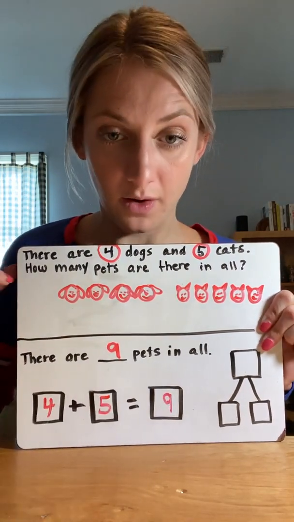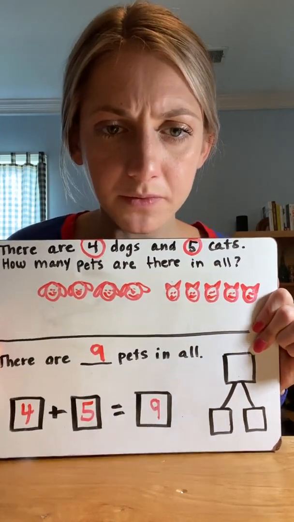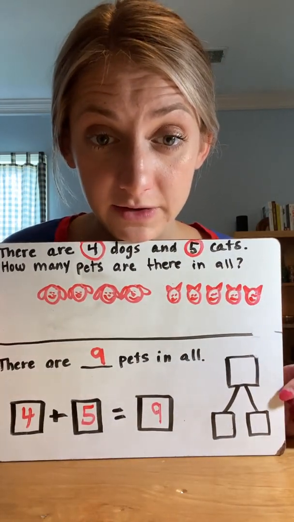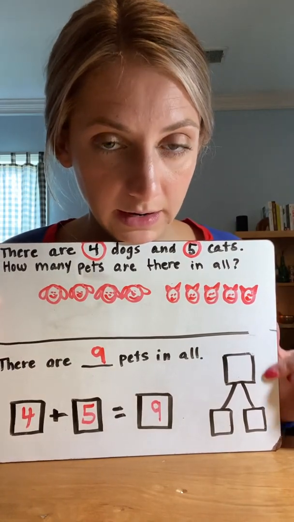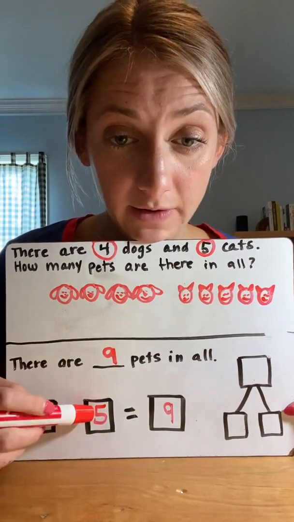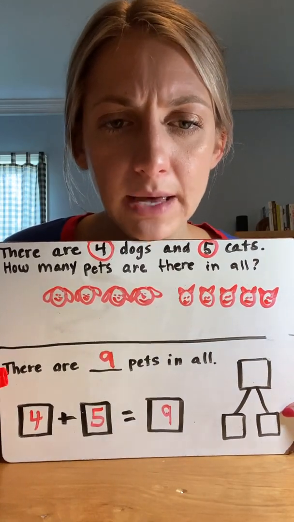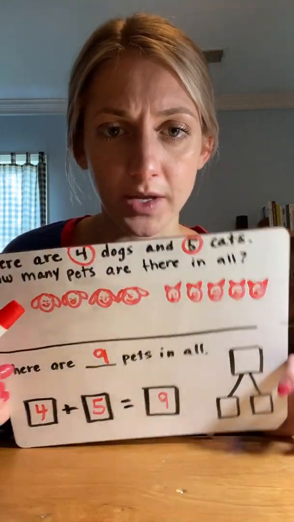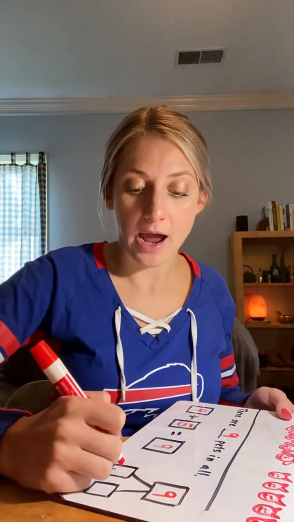9 pets all together. 4 plus 5 equals 9. Now, I have to fill in my number bond. Okay, now think about what numbers we are going to be using. 4, 5, and 9. Where is the whole number going to go? Where's that big number going to go? Yeah, up top here, all alone, 9.